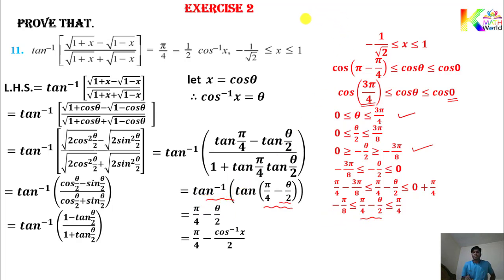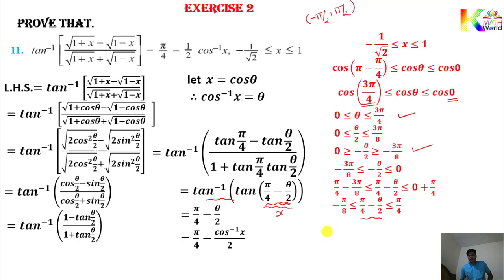Firstly, the range of tan inverse is the open interval minus pi by 2 to pi by 2. So this whole thing is your x. If that x lies in your range, then you can put the answer x, otherwise not. So right now this x, which means pi by 4 minus theta by 2, you can see lies between which one? Minus pi by 8 to pi by 4.